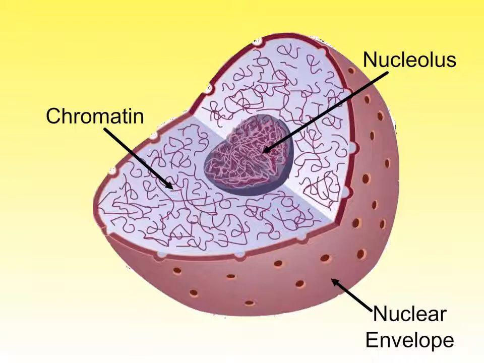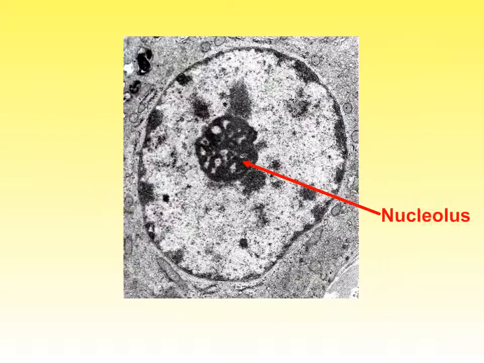Ribosomal RNA, or rRNA, is synthesized in the nucleolus. In addition, proteins are imported from the cytoplasm into the nucleus. Within the nucleolus, these proteins and RNA molecules are combined to make the small and large subunits of the ribosome. The subunits leave through the nuclear pores and are assembled in the cytoplasm into a ribosome. This micrograph shows the nucleolus as a dark structure within the nucleus.